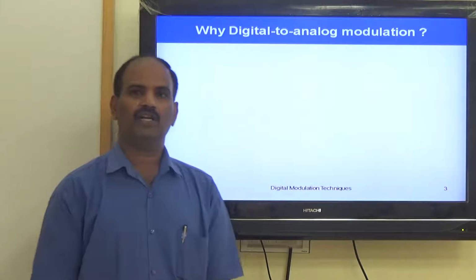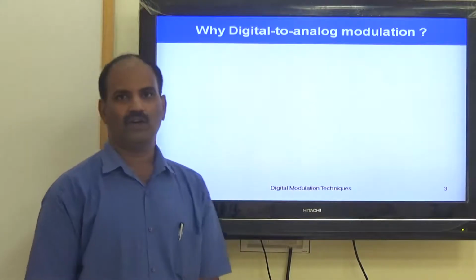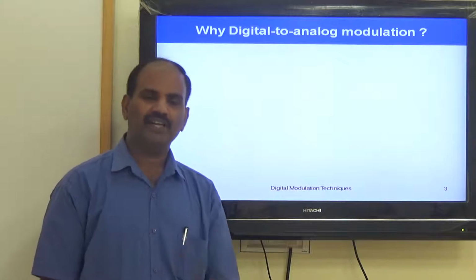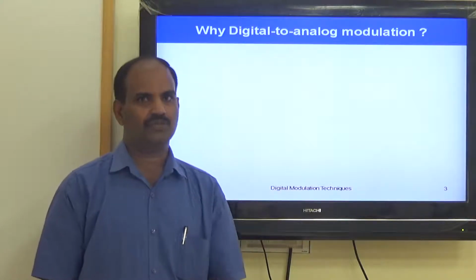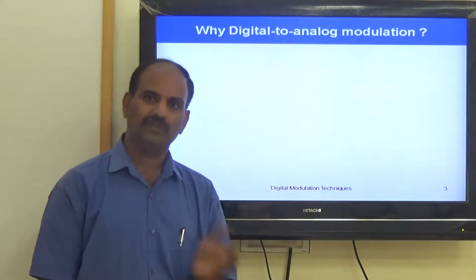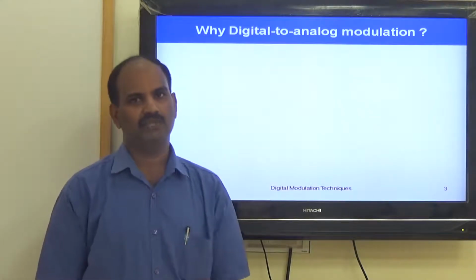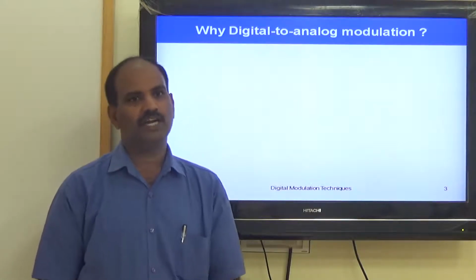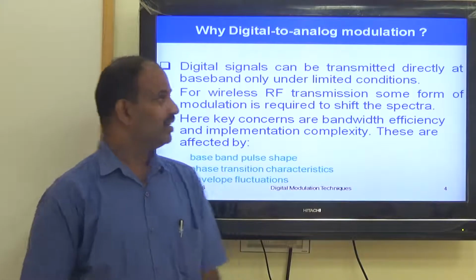So why do we have to convert digital into analog? We can transmit a digital signal directly, but we cannot feed digital, like ones and zeros, directly to the antenna. We convert that to an electrical signal. That is, digital is converted into an electrical signal that is applied to the antenna. The antenna will in turn convert the electrical signal to an electromagnetic signal that will be transmitted.